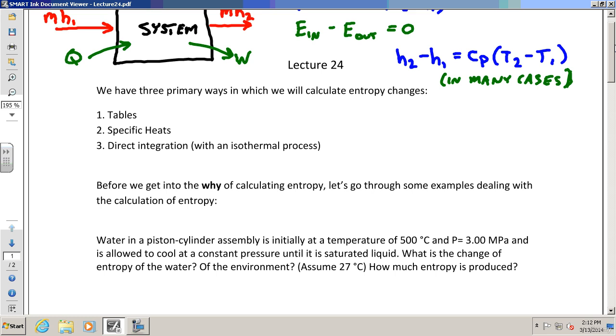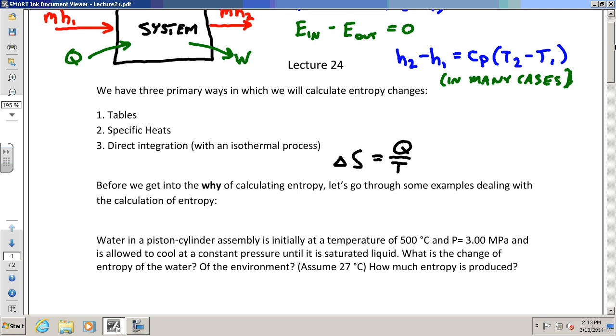All right, three ways: tables, using specific heats, and direct integration. We are going to do 1 and 3 today. We're going to use the tables, and I'm going to show you the direct integration. The only thing we're ever going to do in this class is say the change in S, assuming it's isothermal, meaning it doesn't change temperature, is literally just Q over T. That's it. Heat transfer divided by temperature.